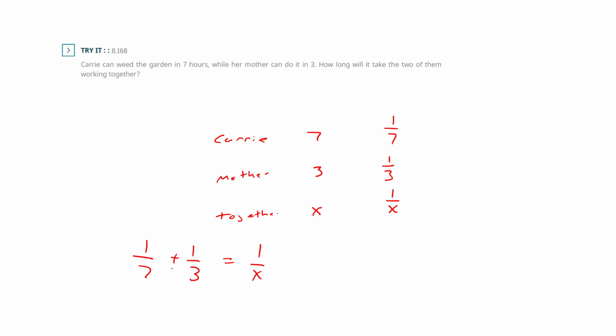All right, I'm going to make it 21 for the numbers. 21x is what we're going for. So he needs a 3 and an x. He needs a 7 and an x. And he needs a 21.